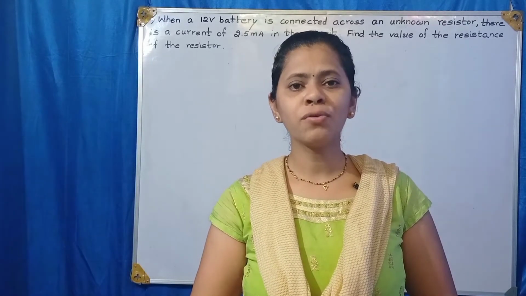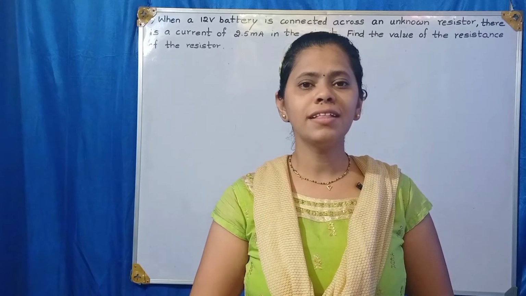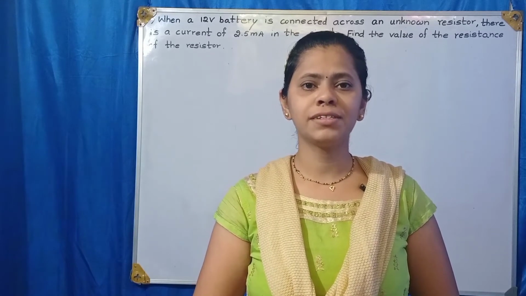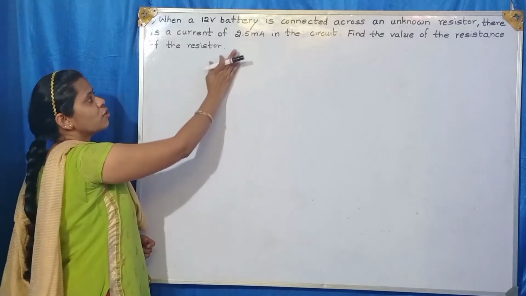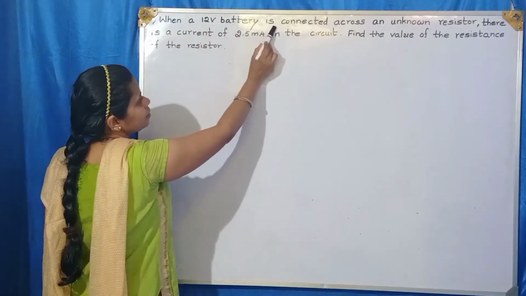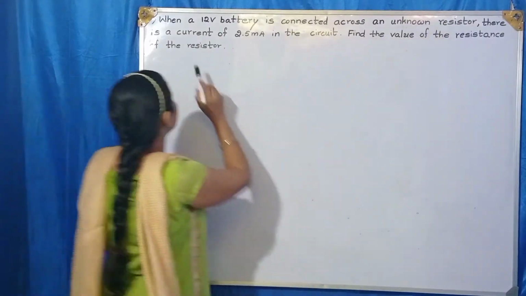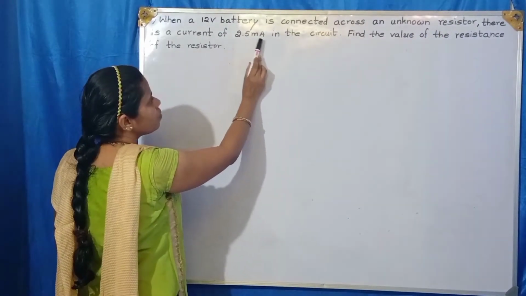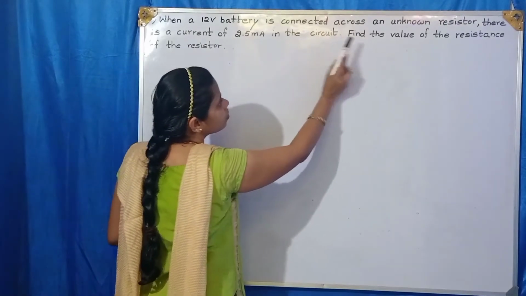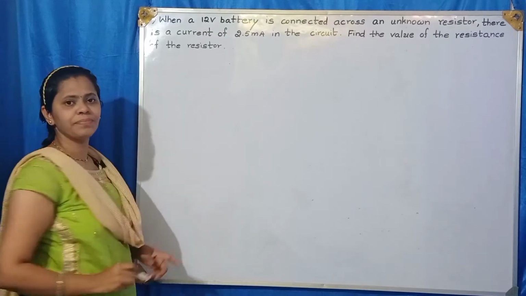In this class, we are going to solve the numerical problem of the lesson Electricity, 10th Standard NCERT syllabus. You can see the question on the board. When a 12-volt battery is connected across an unknown resistor, there is a current of 2.5 milliampere in the circuit. Find the value of the resistance of the resistor.